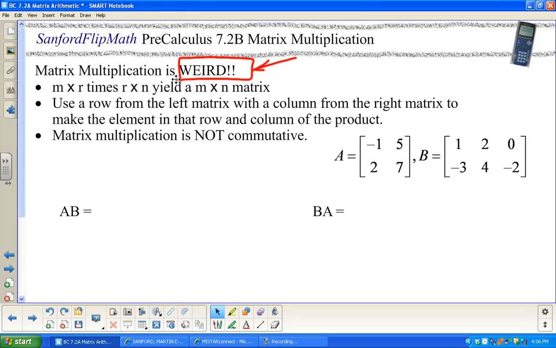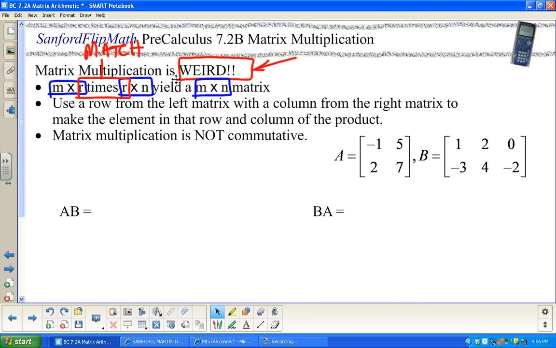Okay? First of all, I need to tell you that the dimensions for matrix multiplication need to work in a very specific manner. Notice that the first bullet point here says an m by r matrix times an r by n matrix yields an m by n matrix. Now let me point out a couple of things here. One of those things is notice the r has to match. That middle number must match. If they don't match, you just can't do it.